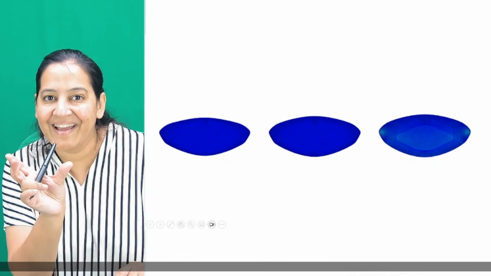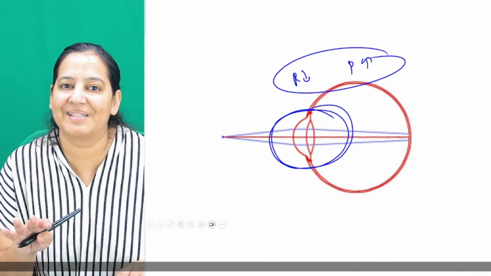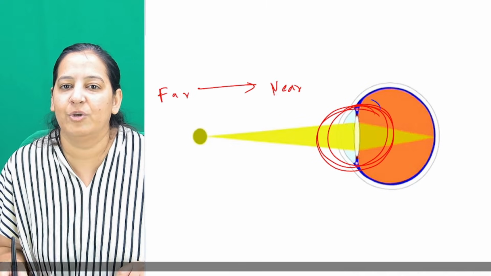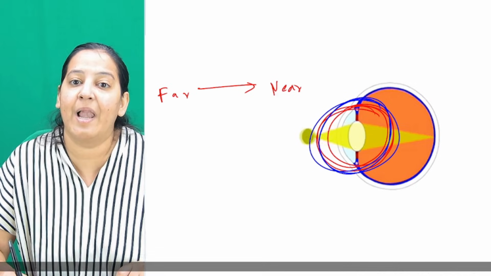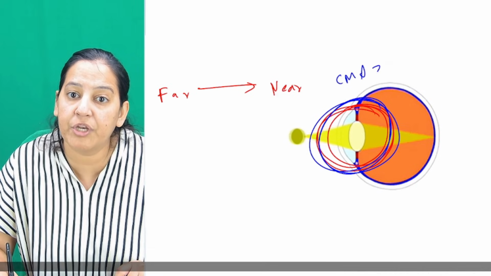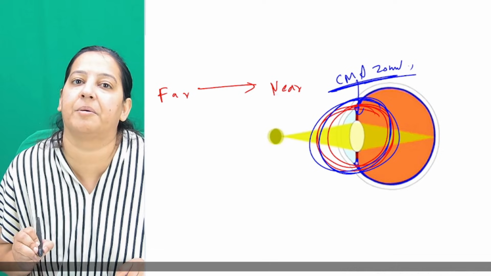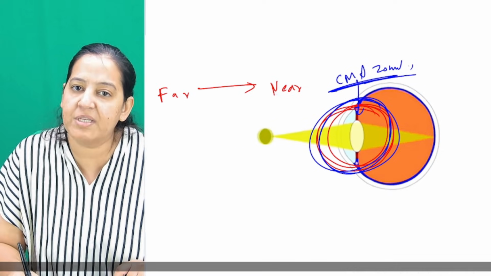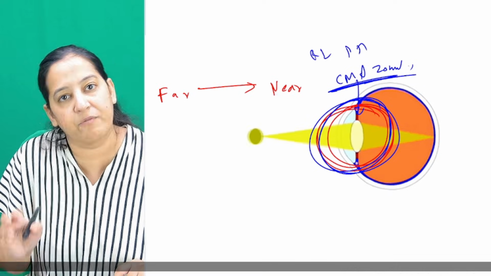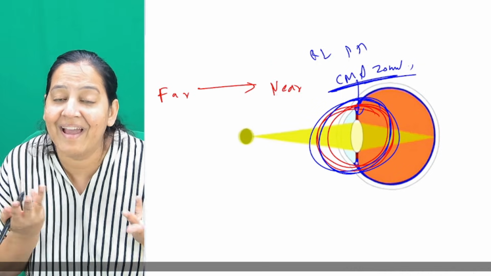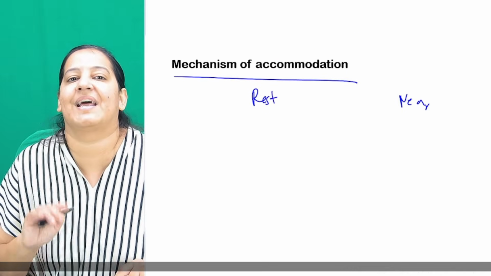Now come to the ciliary muscle and zonules. You see, the lens is changing its shape with the help of ciliary muscles and zonules. You have to understand the funda of how ciliary muscles and zonules change its shape. It is changing its shape, reducing its radius of curvature, and increasing its power. That I understood, but how? So that we have to understand in the pathogenesis.